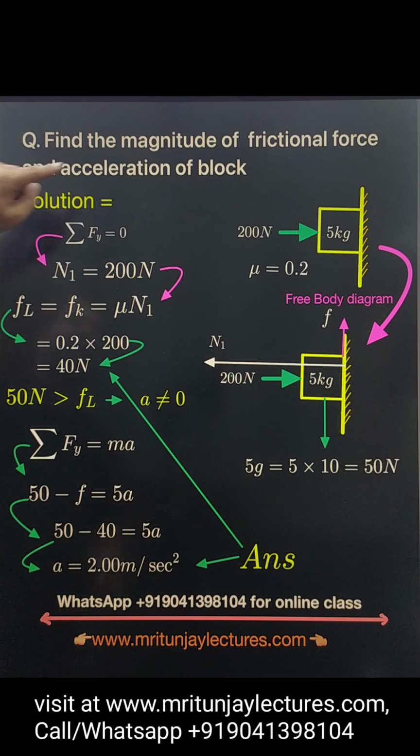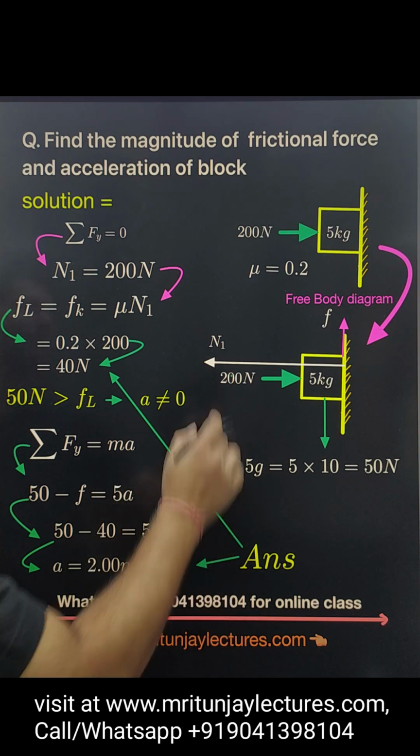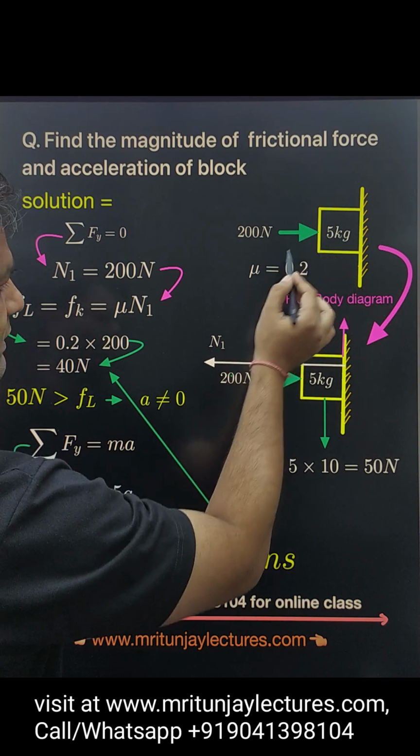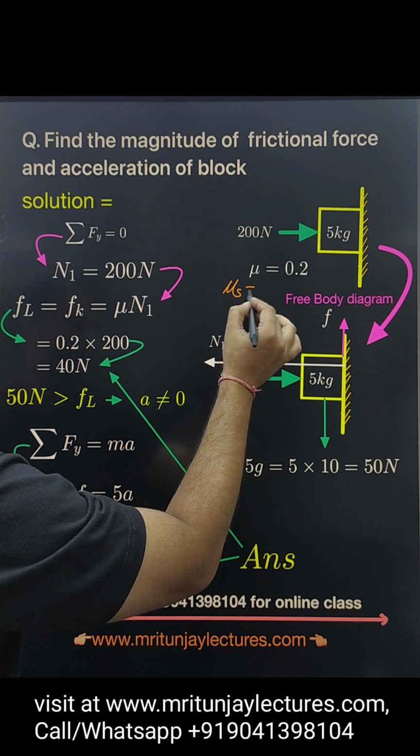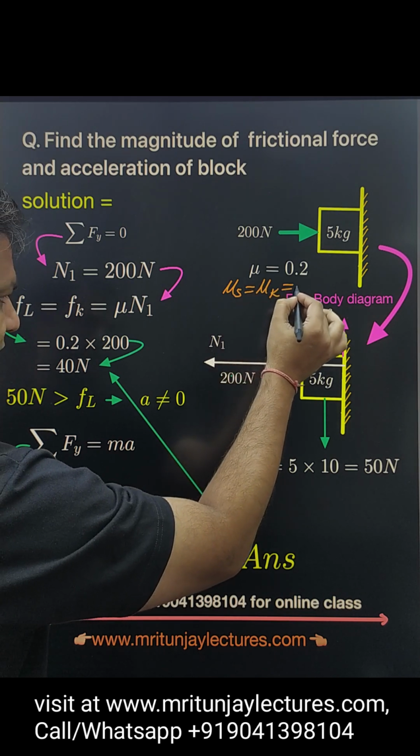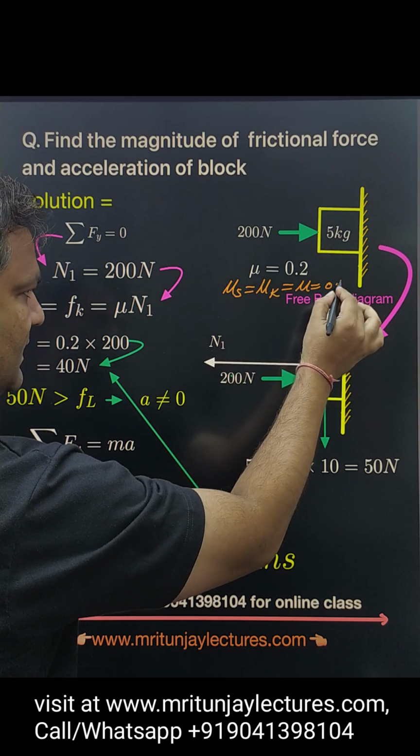Now, question of the day: find the magnitude of frictional force and acceleration of the block. Our motto is to determine the magnitude of frictional force and acceleration of the block. So how can we determine it? Simply, we are given a 5 kg block on a rough surface, and mu is given. Mu means the coefficients of static friction and kinetic friction are the same. I hope that is clear.